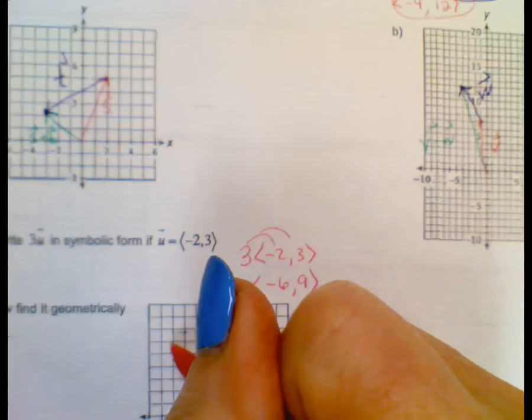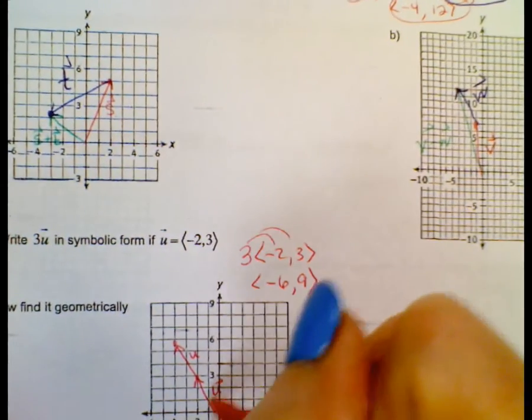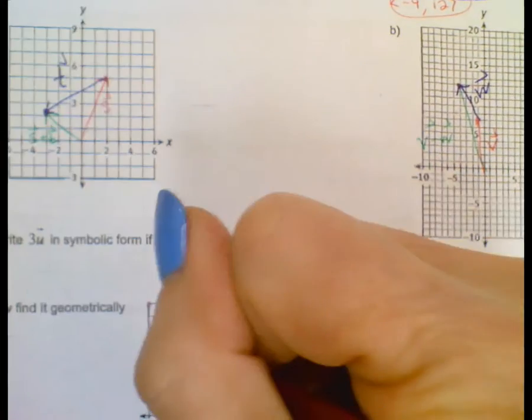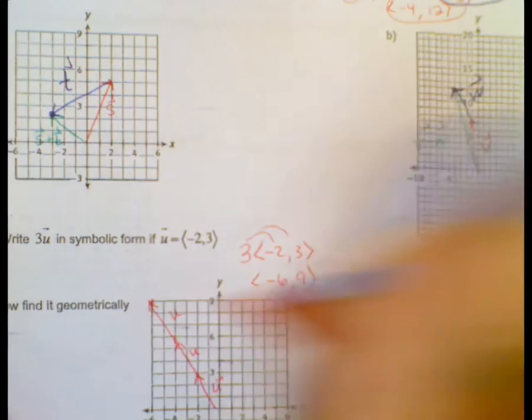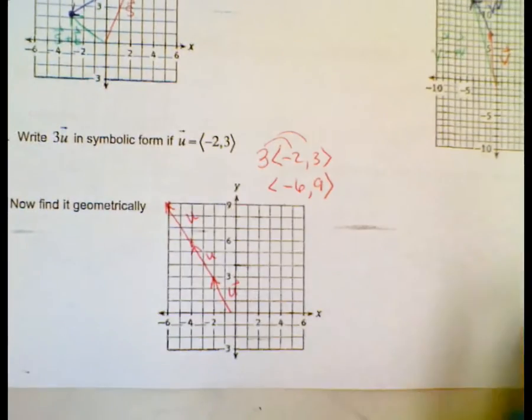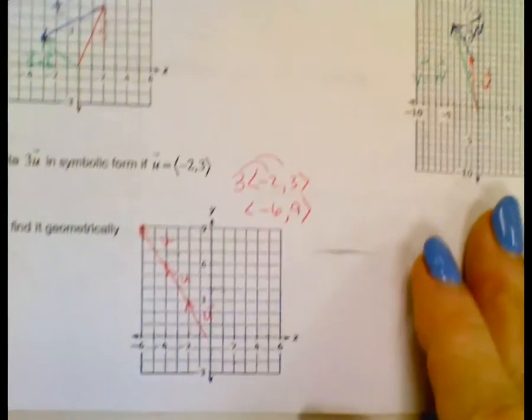Right, that's it. And the last one, I'm not sure where I'm at now. -2 up 3. And that should be -6, 9. Which it is. Okay, so page 2.